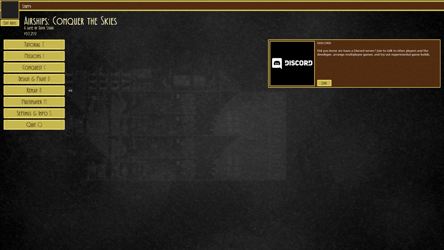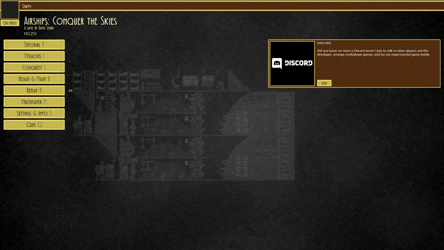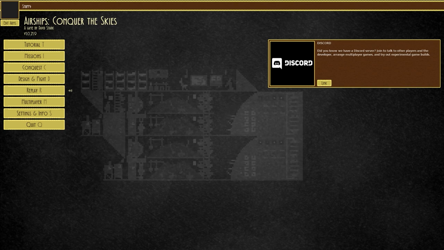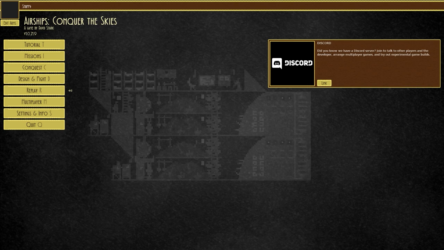Either way, that's been a little bit of a look at Airships Conquer the Skies and one of the new monsters for, I'm guessing, this Halloween. So hope you enjoyed that. If you want to see more, by all means let me know.